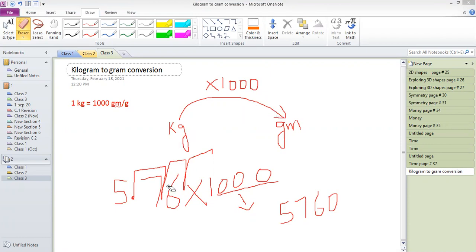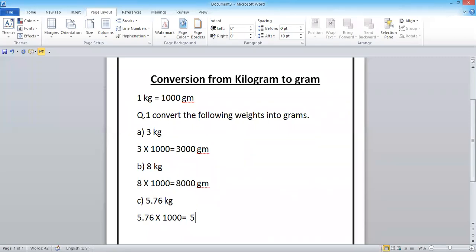Very good, guys. Again, repeat, when you multiply any decimal value by 1000, move the point right side up to 3 times. It was here. One time it comes between 7 and 6. Two times it comes after 6. 3 times there is no number, then you will add 0 and move the point one more time. So the answer is 5760. So guys, this will be 5760 gram.